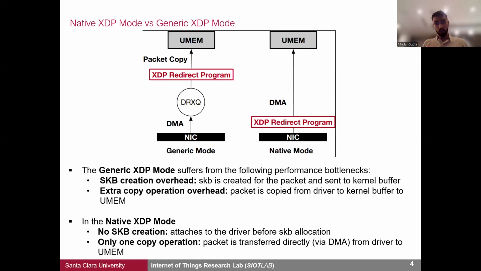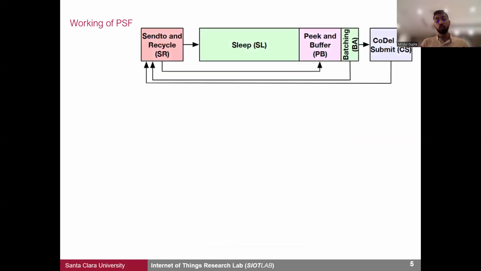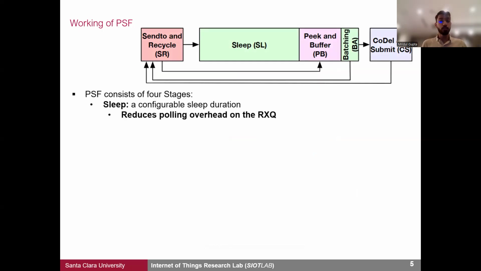Hence, a NIC that does not support the native XDP mode falls back to the generic XDP mode. Now we talk about the second important component that we created, which is the queuing algorithm or the packet switching function. It consists of four stages. The first stage, which is also the most time-consuming stage, is the sleep stage. This is a user-configurable sleep duration that we introduced just before the polling of the receive queue.